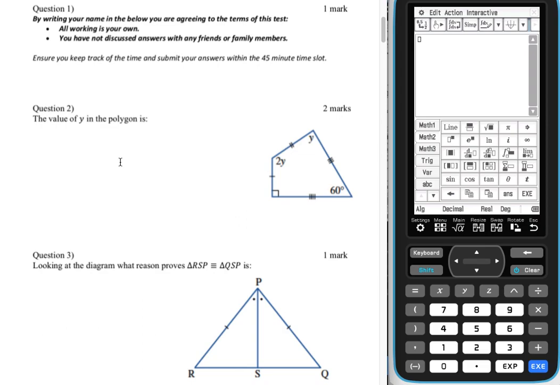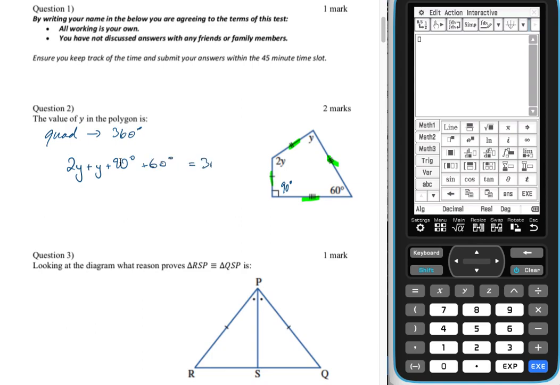So the value of y in this polygon is, well, firstly, we know this is a 1, 2, 3, 4-sided shape. So it's a quad. The total angle is 360 degrees. Now we know here that this is 90 degrees. So therefore we can just add it up. 2y plus 90 degrees plus 60 degrees will have to equal 360 degrees.